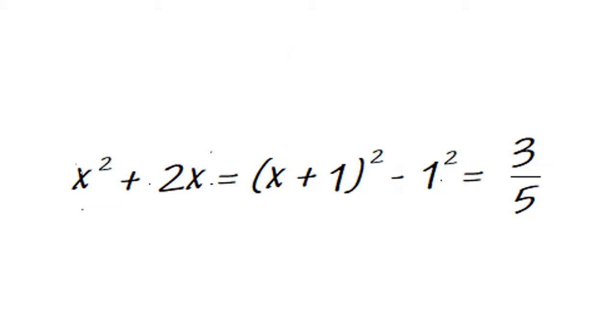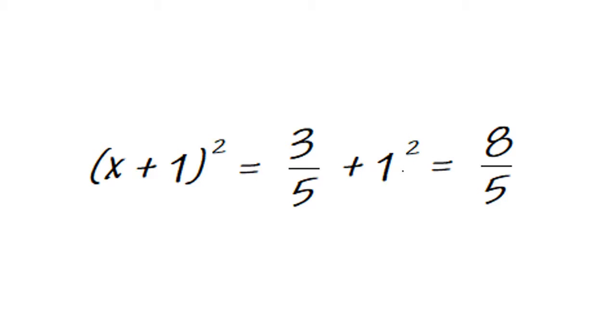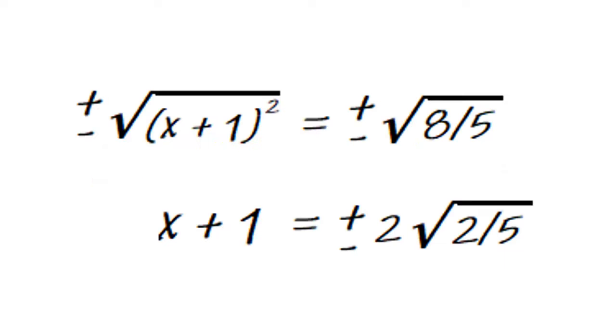We want the x plus 1 all squared on its own, so we move the negative 1 squared to the right. It becomes plus 1 squared, which is 1. To remove the parentheses, we take the square root of both sides. Both positive and negative solutions will work.